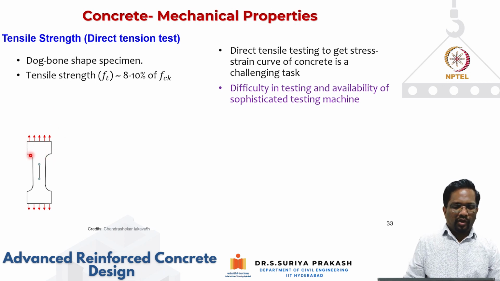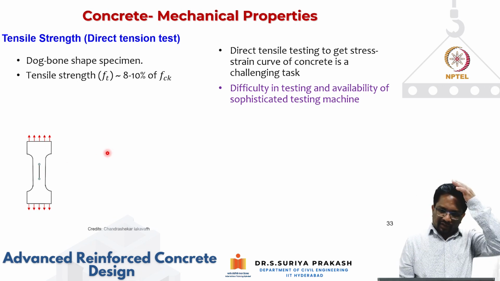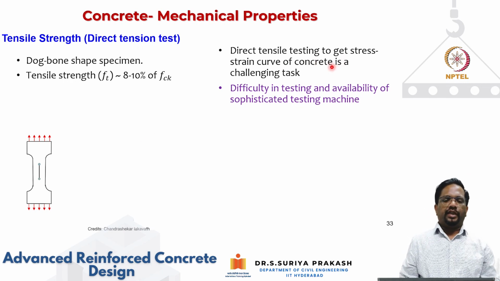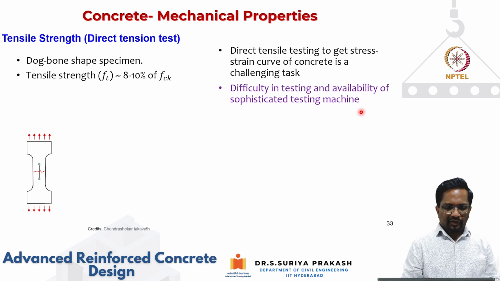And also you modify the size like this as a dog bone shape to avoid stress concentration at the end, and to localize the failure in the middle. So that is why we do this dog bone shaped tension test. Okay. And as I said, direct tension test to get the stress strain curve is actually a challenging task, and there is always a difficulty in testing and availability of sophisticated testing machine, right?